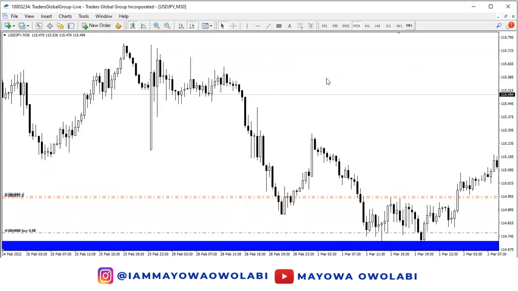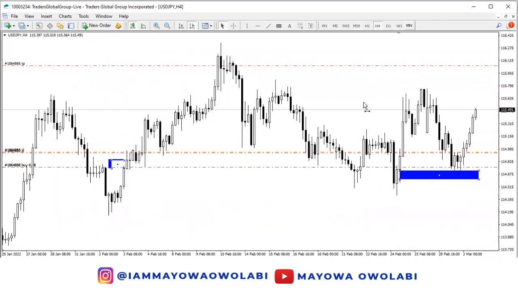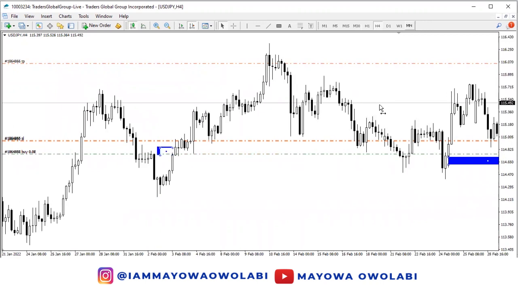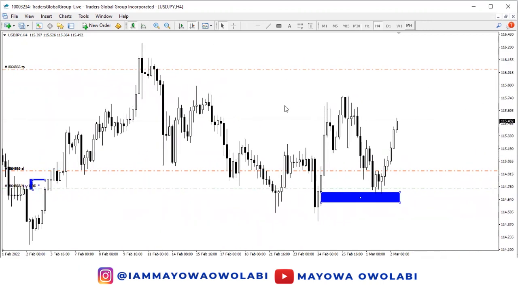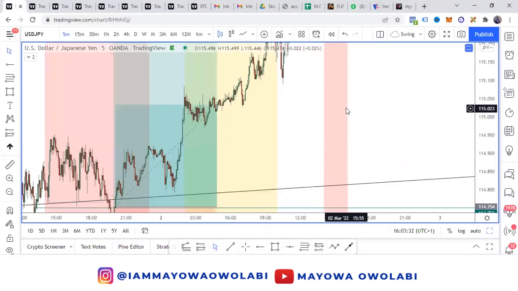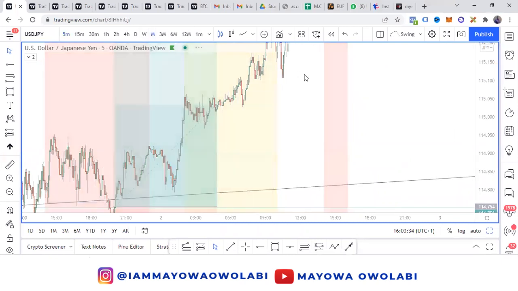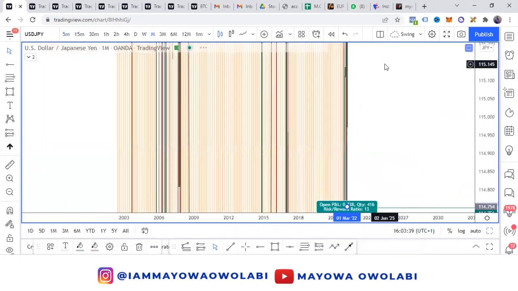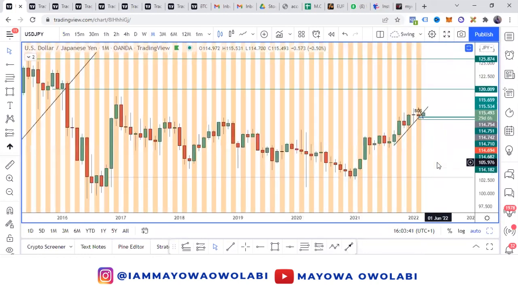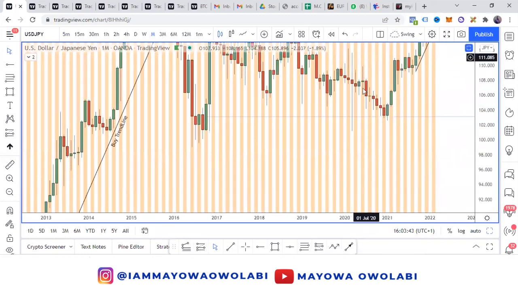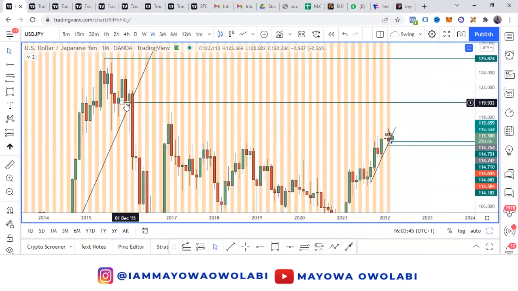I'm still very much in profit in it. So I'm coming out here at the first take profit and the second take profit. Let me blow your mind. We are going to the monthly supply. And where is the monthly supply? This is the monthly supply.